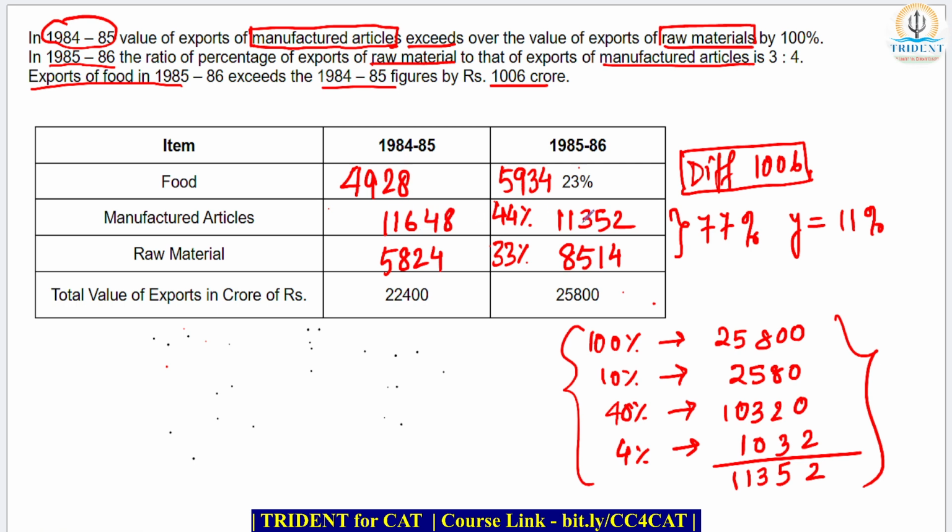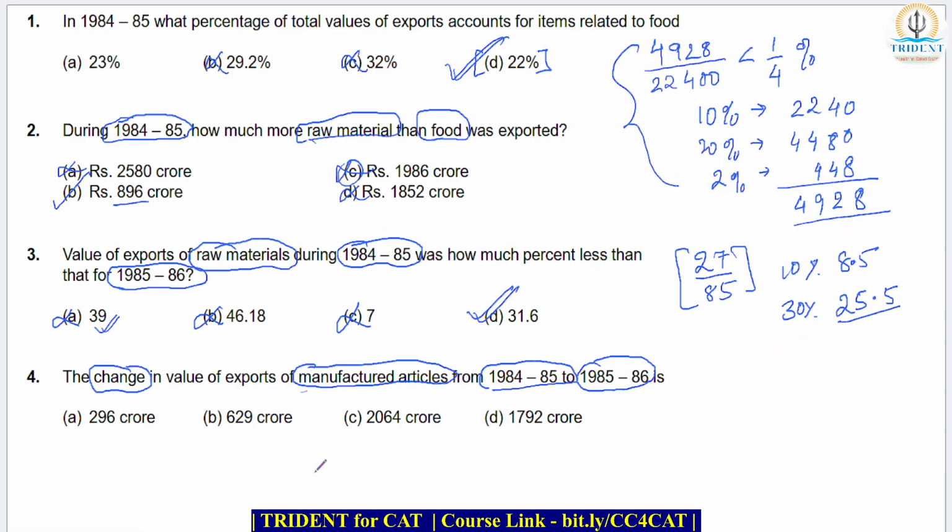11,648, 11,352. If you say that this is 11,650 and this is 11,350, the change that you can see pretty much is that of approximately 300. So you don't really need to do exact calculation. 300 should suffice. So let's go back and see which option has that thing. So the change is definitely not 2000, it's definitely not 1700, it is not 629, it is closer to 296. So that is going to be the answer.